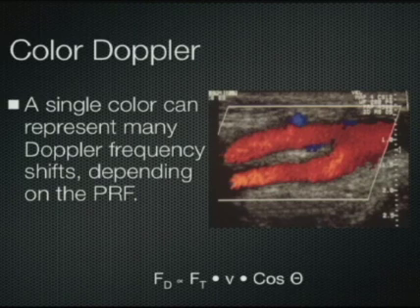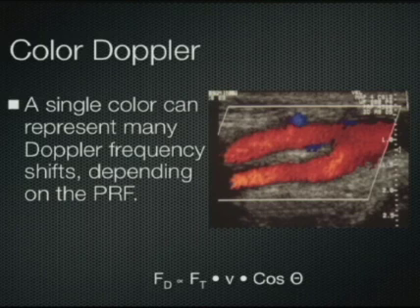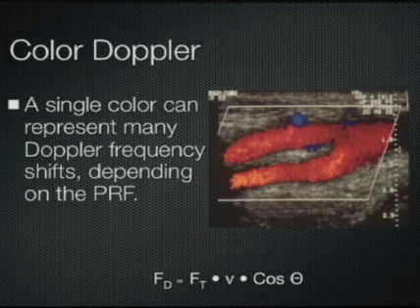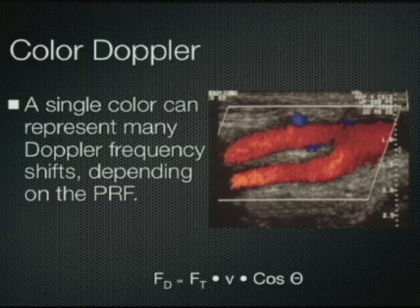Now, to make color Doppler even more complicated is the fact that a single color can represent many Doppler frequency shifts, or for that matter, any Doppler frequency shift, depending on the pulse repetition frequency. Well, when we talk about spectral Doppler, pulse repetition frequency is pretty easy to understand how that produces wrap over of the spectral display. In color, however, the issue is quite a different matter.